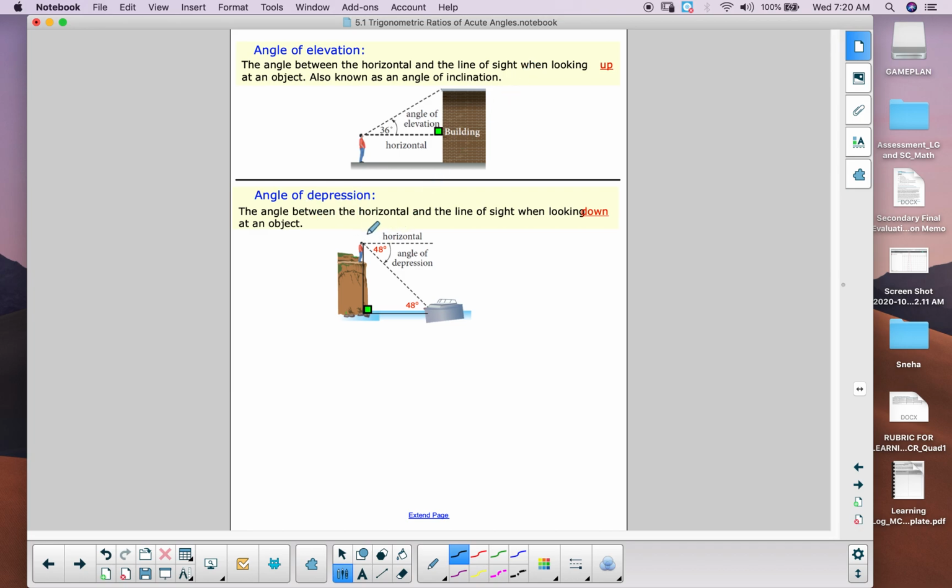And we have another angle, which is the angle of depression. So here you have a person that's looking down to a boat. He's standing on top of a cliff, and this is the imaginary horizontal line. So the angle between this imaginary horizontal line and his line of sight, which is this line, is called the angle of depression. And from Z pattern, we know that if this angle is 48 degrees, this angle is also 48 degrees. So we're just recalling the concepts that we have learned last year.